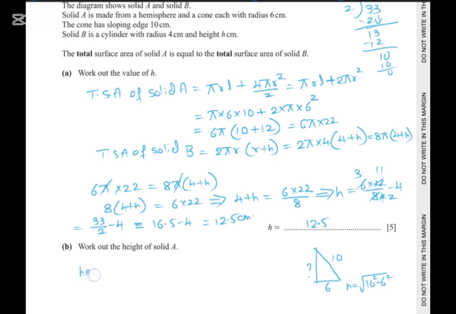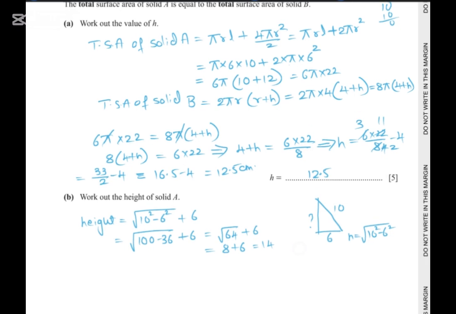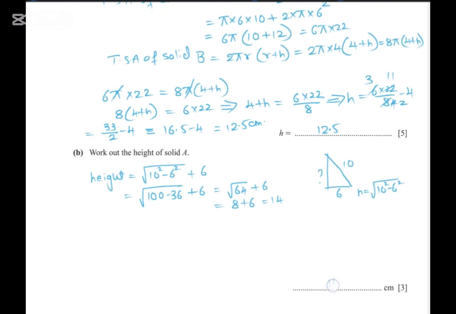So height is equal to square root of 10 square minus 6 square plus 6. So square root of 100 minus 36 plus 6. 100 minus 36 will be 64. Root 64 plus 6, which is 8 plus 6, which is 14. So the height of the solid A is 14 centimeters. That's it.